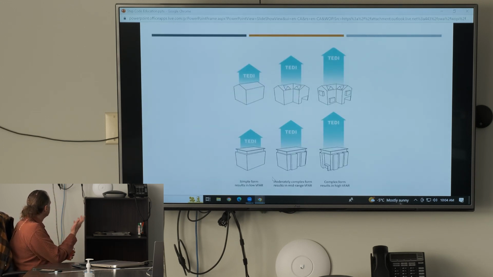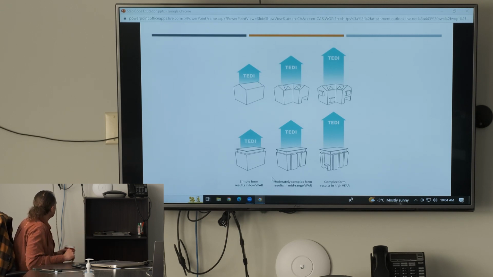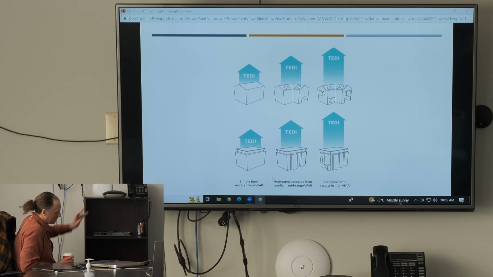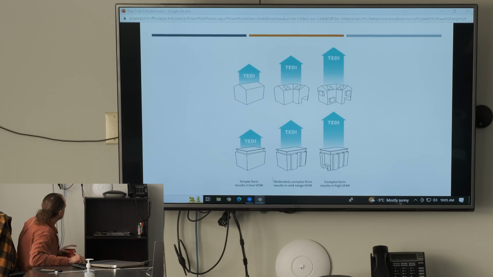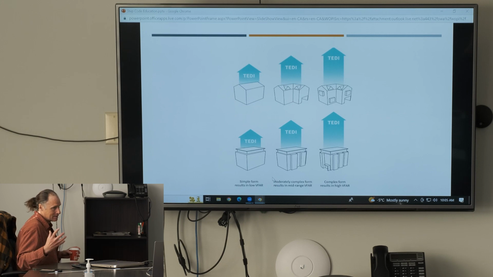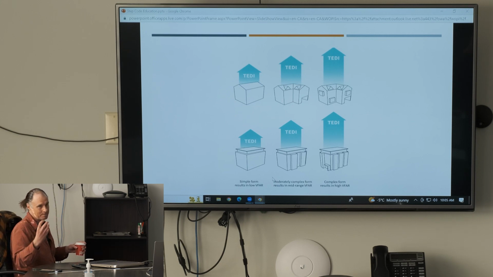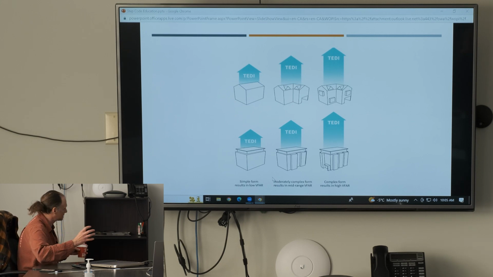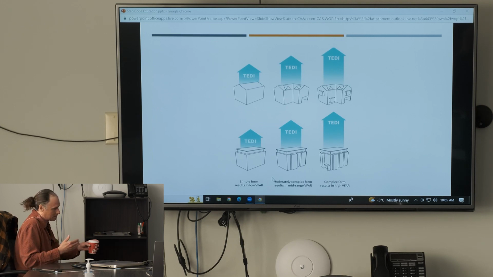So here are some examples of different building shapes. A simple form results in a low VFAR, a moderately complex form results in a mid-range VFAR, and a complex form results in a high VFAR. So if you're going to have that higher VFAR, you're going to need better building enclosure, better sealing to the joints where junctions and different angles meet.